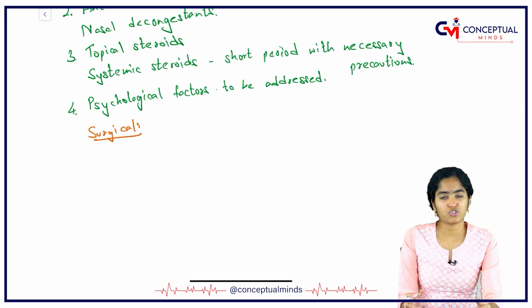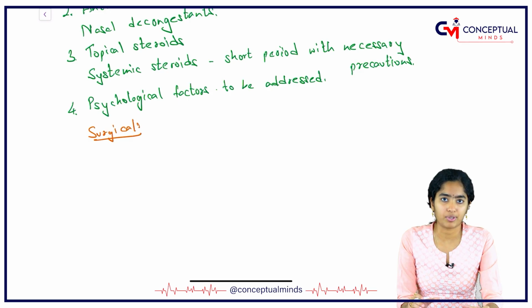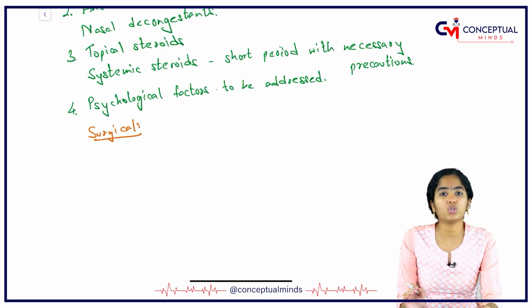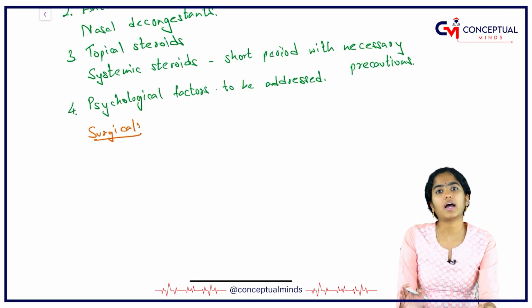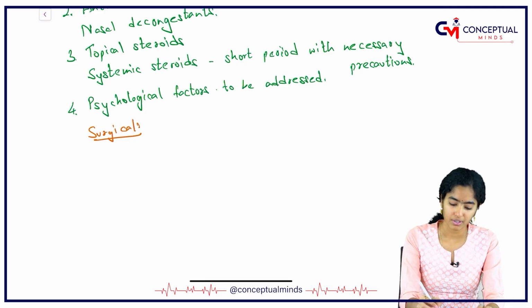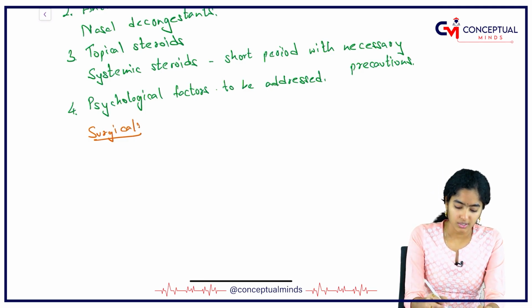Now, the nasal obstruction that is occurring because of turbinate hypertrophy will not be relieved by decongestants or steroids. And in those cases, we have to surgically reduce the size of nasal turbinates, just like what we do in hypertrophic rhinitis. Surgical reduction of the size of turbinates.